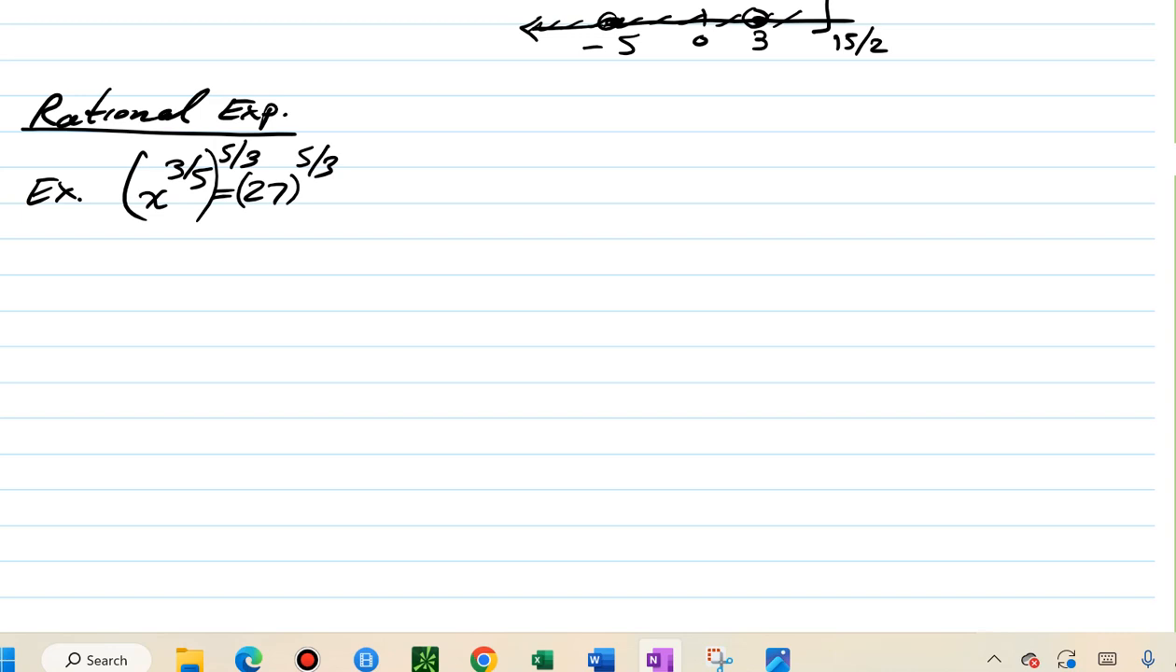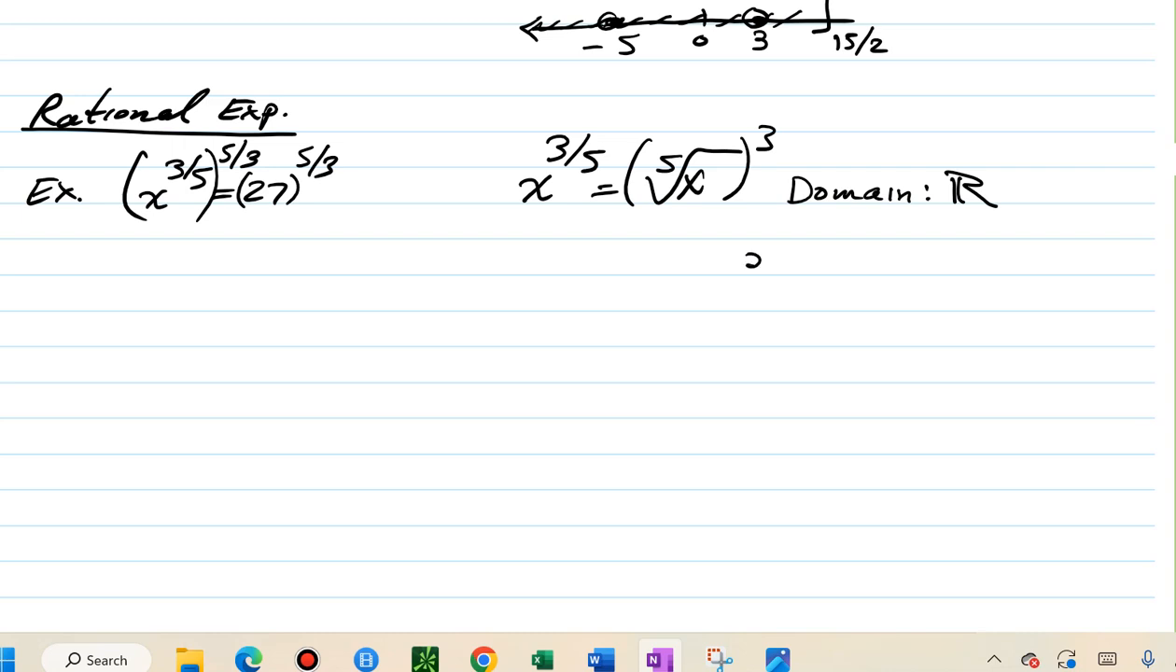Now the original expression, x to 3/5, remember that's going to be the 5th root of x cubed, like that. And because the index is 5, there's no restriction on the radicand. So the domain here is all real numbers. Because we are allowed to have, for example, the cube root of -1 or the 5th root of -1. Those are okay. Both of these happen to be -1.